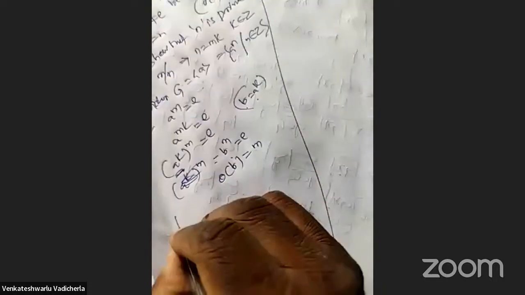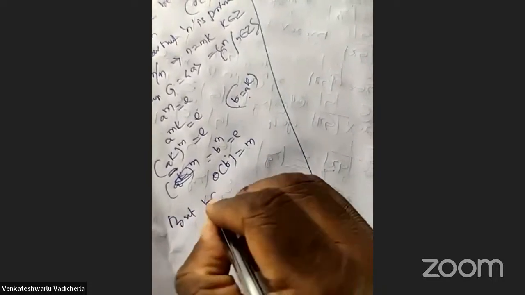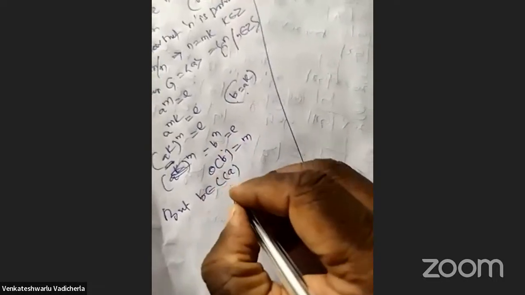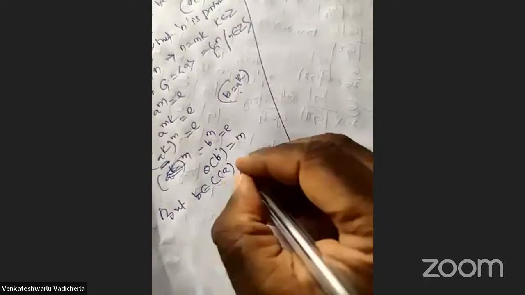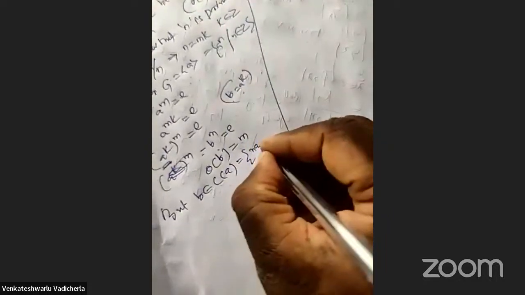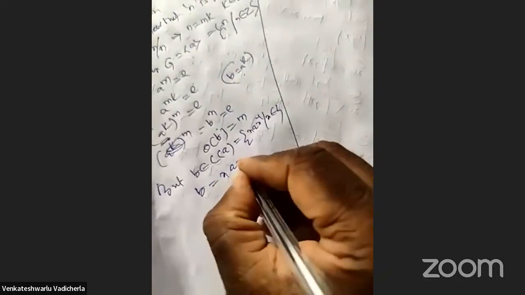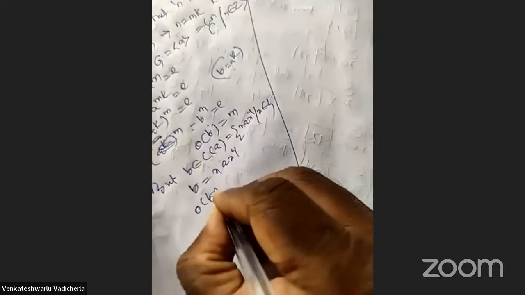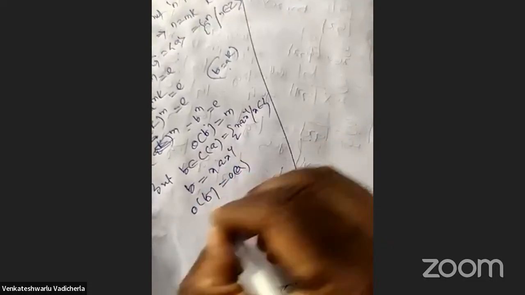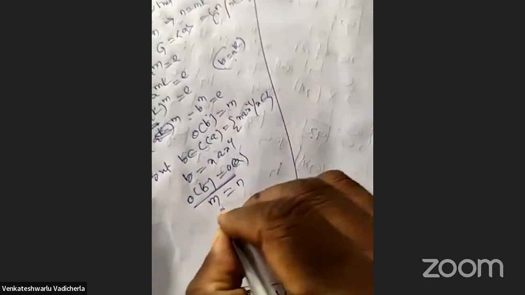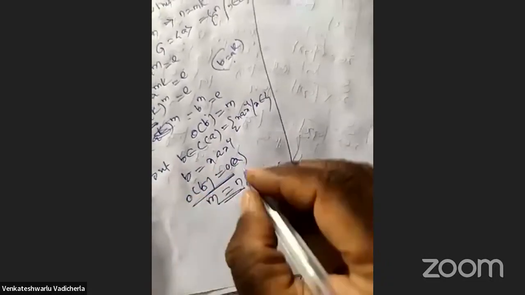But we know that this b is in the conjugate class of a. What is the definition of the conjugate class of a? The structure of the conjugate class is xax inverse such that x is an element of G. So b is equal to xax inverse. Then the order of b is equal to the order of a; these two are equal. What is the order of a? The order of b is m, the order of a is n. So m is equal to n.